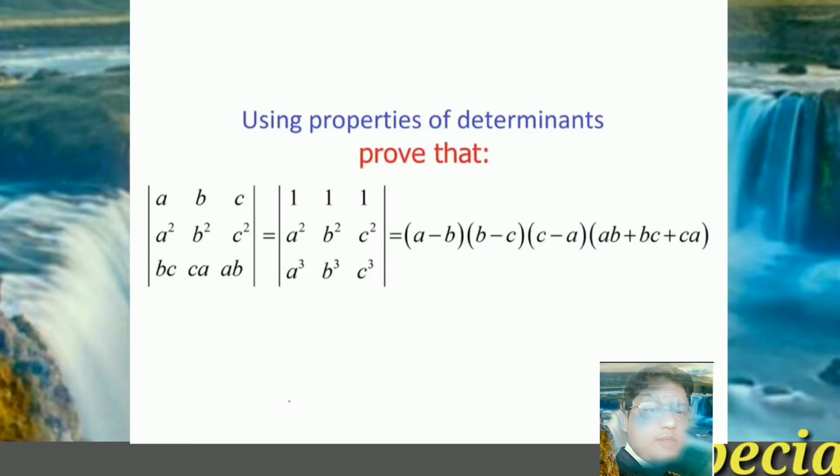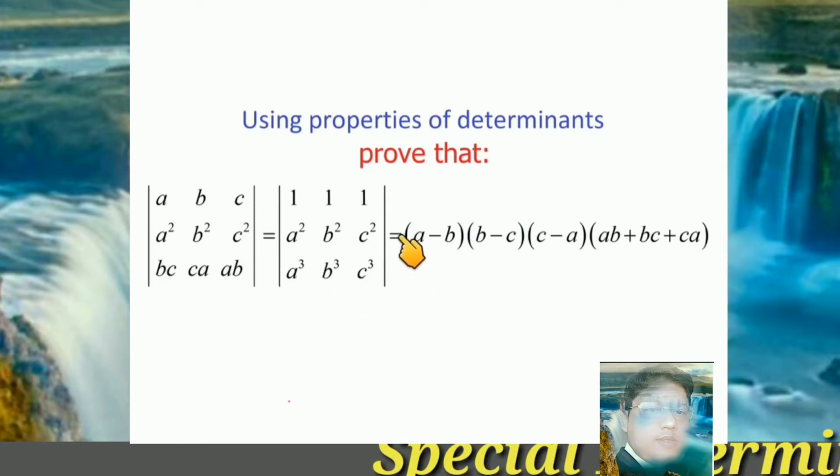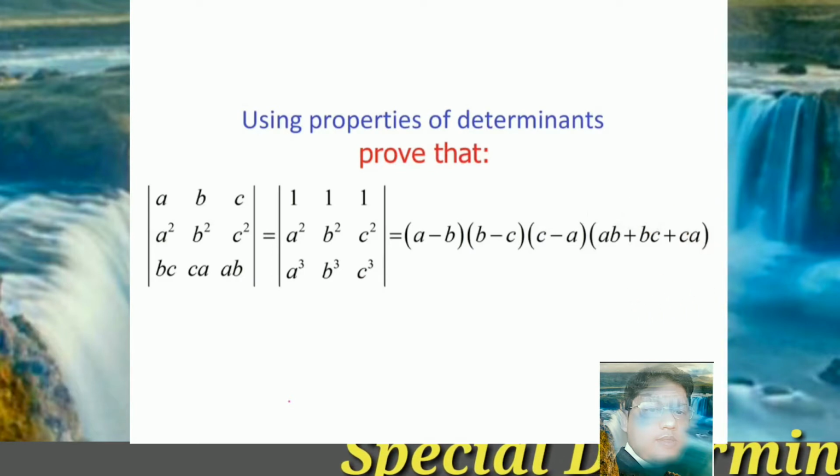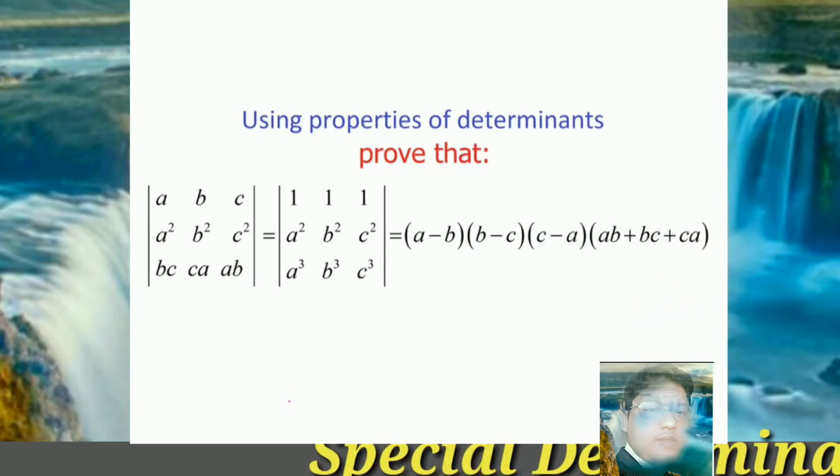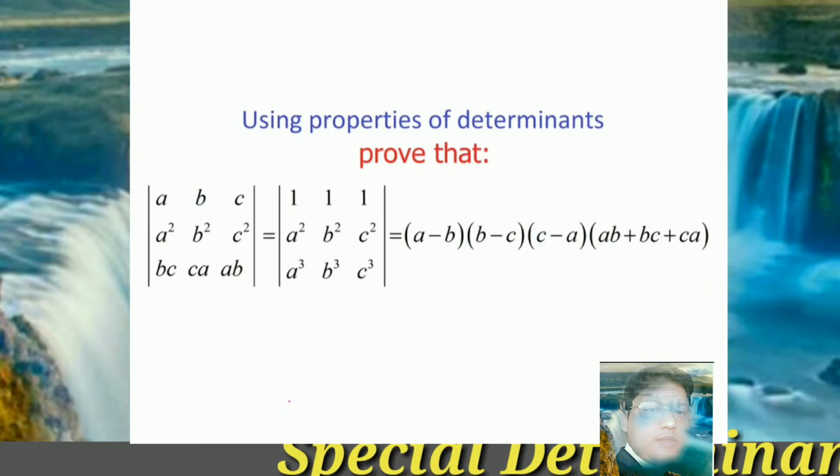I will provide you some important questions on properties of determinants. It is given: the determinant of A, B, C; A square, B square, C square; B C, C A, A B equals (A minus B)(B minus C)(C minus A)(AB plus BC plus CA).